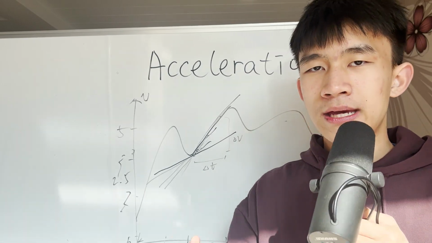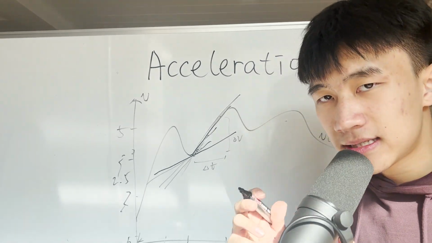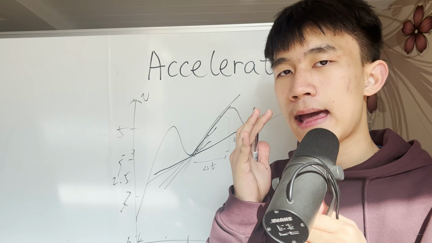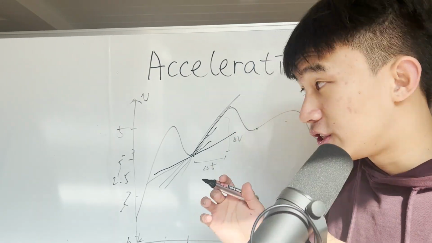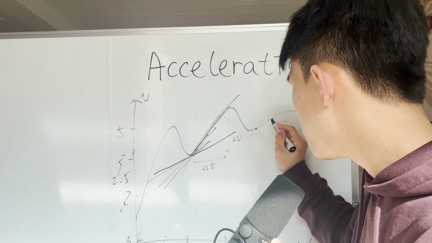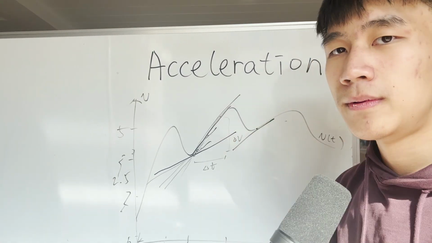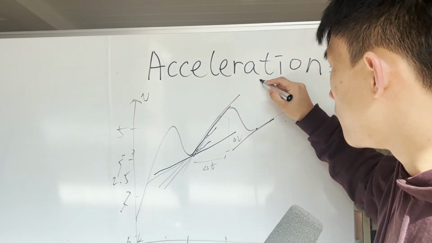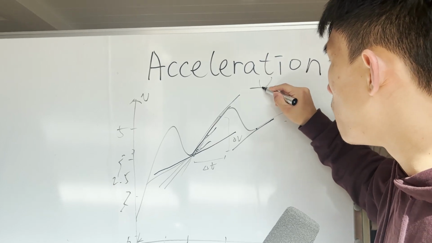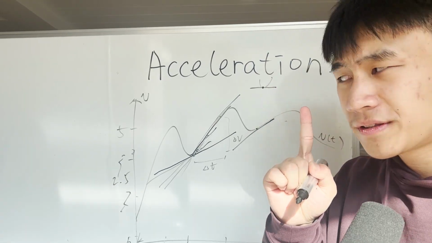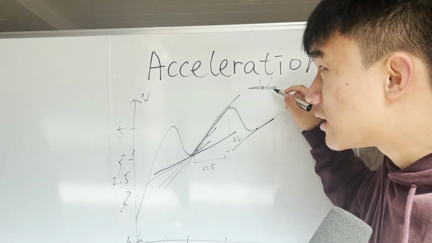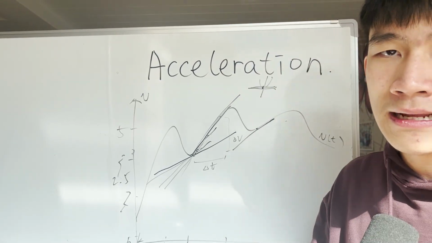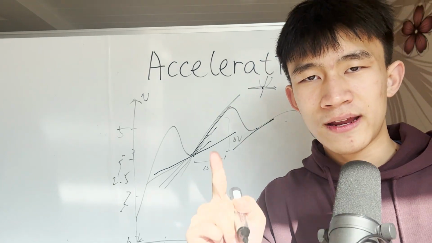Thus, we can say that the instantaneous acceleration at any point on the graph is just the slope of the tangent line at that point, right? So the tangent line, if you didn't know, is the line that just touches one point on the graph. So first thing, it only touches one point on the graph. Second thing, it cannot cross the graph, so it can only touch one point.